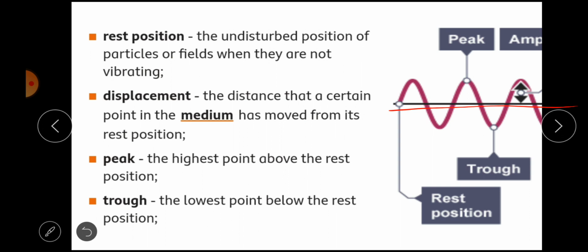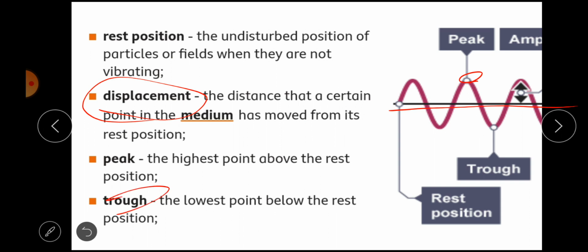When you start forming waves, there will be some upper regions, which are the peaks, and then the lower ones, which are the troughs. Now let's look at displacement. Displacement is the distance that a certain point in the medium has moved from its rest position. The peak is the highest point above the rest position, as shown in the diagram.